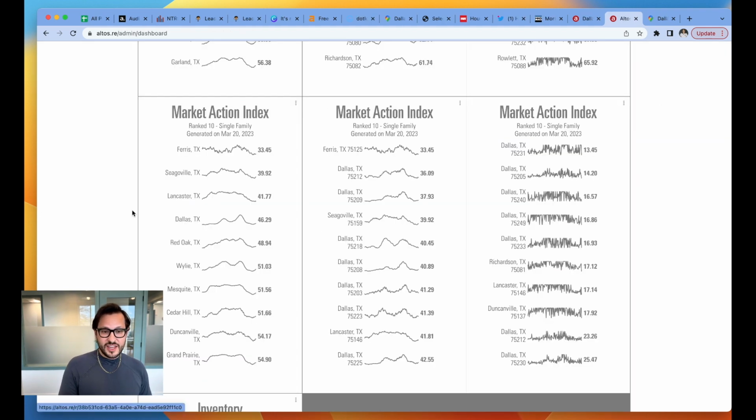Next would be Lancaster. And then sort of surprisingly, next would be Dallas. And I say sort of surprising because Dallas is huge. So there are a lot of zip codes where things are slower, which we'll see in the next box. So this isn't really representative of the whole thing.